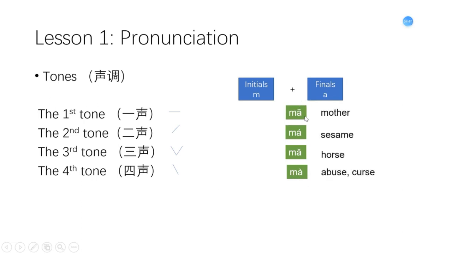Okay, so the first tone ma means mother. And the second tone ma means sesame, right? The third tone ma means a horse, and the fourth tone ma means to abuse, to curse, which is quite different, right? So please do not make mistakes in reading Chinese tones, because it could change the meaning. If you want to say mother, you read ma, the first tone. The mother could become a horse, which is a terrible mistake.